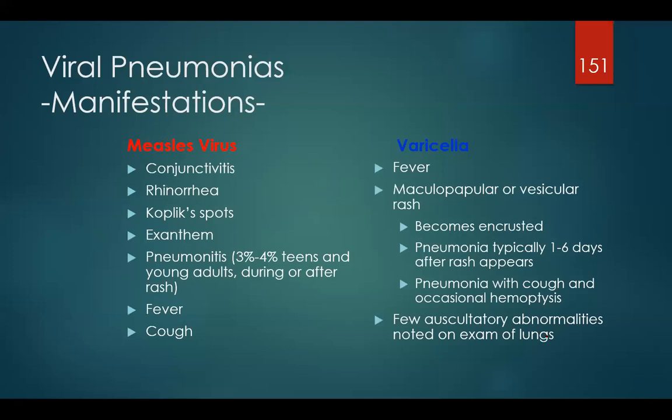Measles virus, they're going to have coryza, conjunctivitis, rhinorrhea, and Koplik spots. That is the hallmark of that exanthem. They may have pneumonitis if they're a teenager or a young adult, fever and cough. Varicella is going to cause fever, maculopapular or vesicular rash. Sometimes these can become encrusted like chickenpox pockmarks. Pneumonia typically occurs 1 to 6 days after the rash disappears, with cough and occasional hemoptysis. Few auscultatory abnormalities are noted on lung exam with varicella.